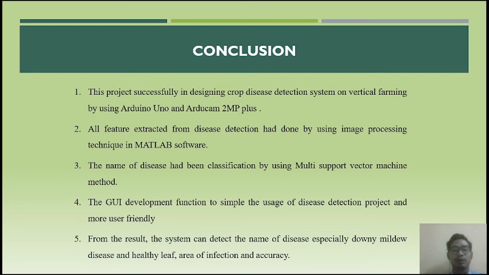Conclusion. This project was successful in designing a crop disease detection system on vertical farming by using Arduino Uno and Educam 2 megapixel plus camera. All features selected for the region of interest were done by using image processing techniques in MATLAB software. The name of the disease has been classified by the multi-support vector machine method. The GUI, graphic user interface, was developed to simplify the usage of the disease detection project and make it more user-friendly. From the result, the system can detect the name of the disease, the area of infection, and the accuracy.